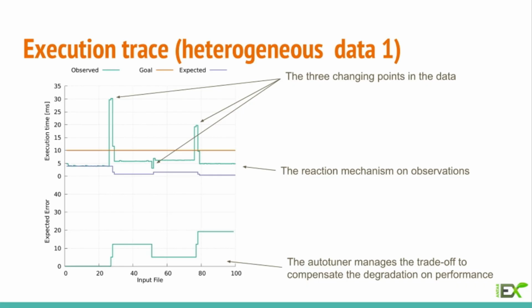If we look at the execution trace, we might notice the reactive adaptation mechanism. When the observed performance is worse than expected, mARGOt exploits the performance accuracy trade-off to satisfy the execution time constraint. When the observed performance is better than expected, mARGOt exploits the performance accuracy trade-off to minimize the computation error.